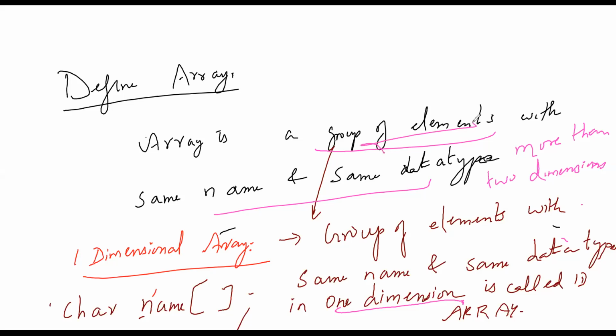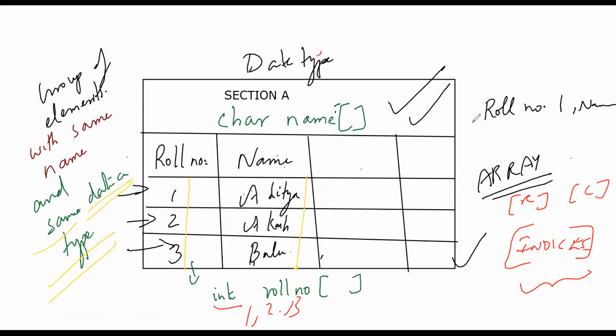Group of elements. What is a group of elements? Either name or roll number. Aditya, Akash, a lot of students are there in the class, right? With the same name. Name is character. Roll number is what? Integer. 1, 2, 3, 4 are numbers. Numbers come under integer. Correct? So this is very easy for us to get full marks.